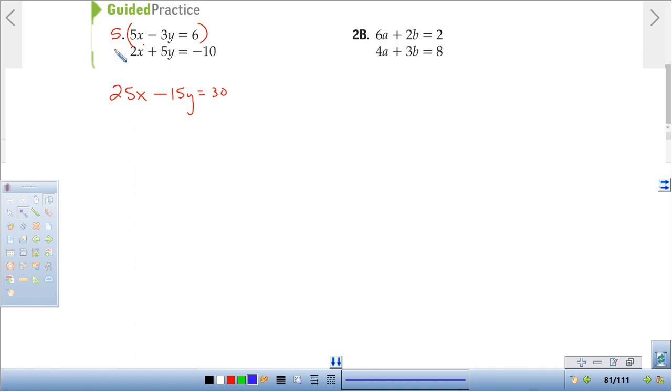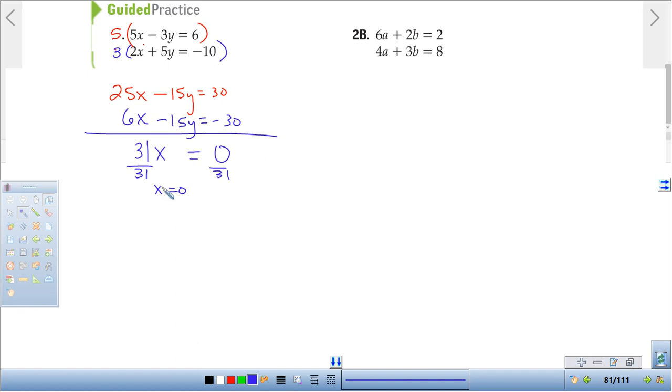The bottom one, I'm going to multiply it by 3. This one would give me 6x minus 15y equals minus 30. Then that's what I wanted, right? So these cancel out. I'm left with 31x is equal to 0. Divide by 31, divide by 31, x is equal to 0.